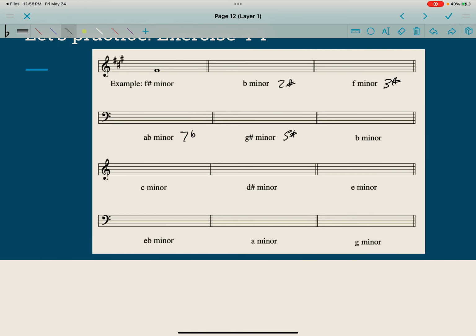So same premise goes. You have B minor, which has 2 sharps. So you're just going to write the first 2 out of your order of sharps. So F and C, and you'll write a B next to it. Just as simple as that. F, C, G for F sharp minor. Boom, 3 sharps. And you can write whatever tonic you want.